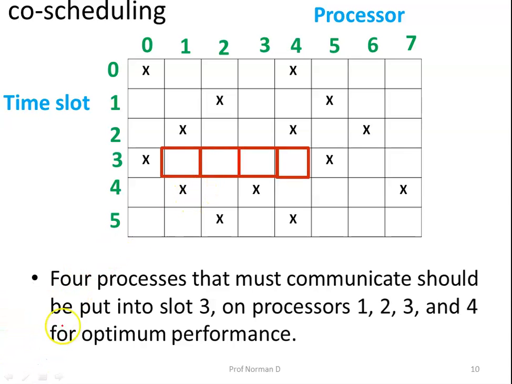So if there is communication between this process from processor 1 and this process from processor 2, and this process from processor 3 and processor 4, there's some kind of communication, then they could be shifted over here. This is just an assumption if there is communication. So these particular gaps could be occupied. So this was the idea of co-scheduling.